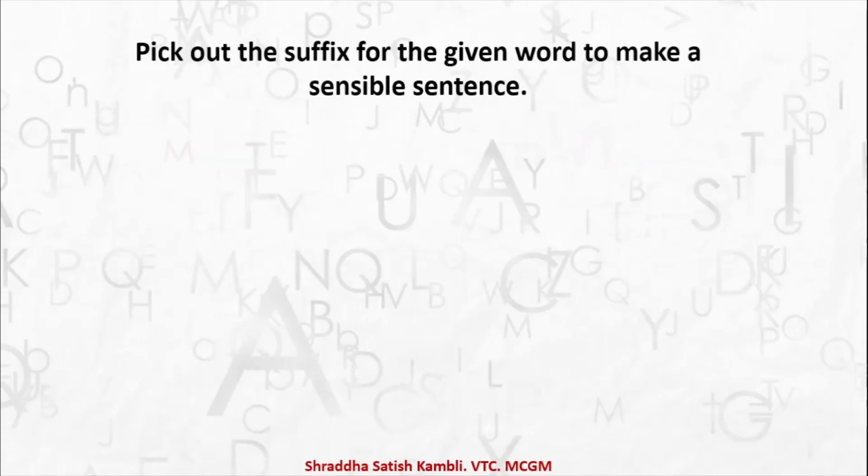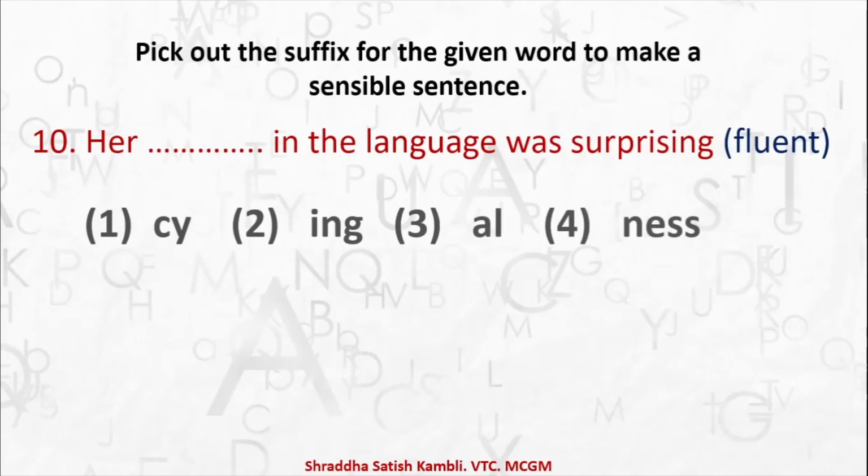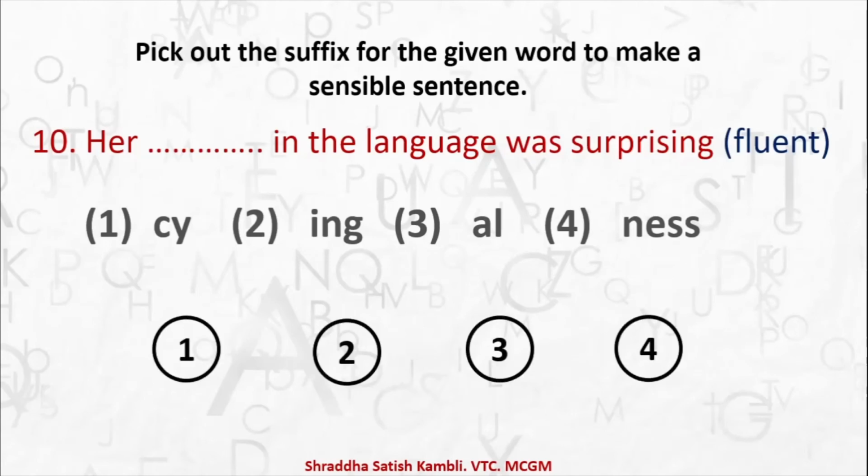Coming to the last question in this pattern, children. Her dash in the language was surprising. The word is fluent. So what in her language was surprising? Was it fluency? Was it fluenting? Was it fluentel? Or was it fluentness? It is fluency. So you have dropped the T there. Okay? So her fluency in the language was surprising.